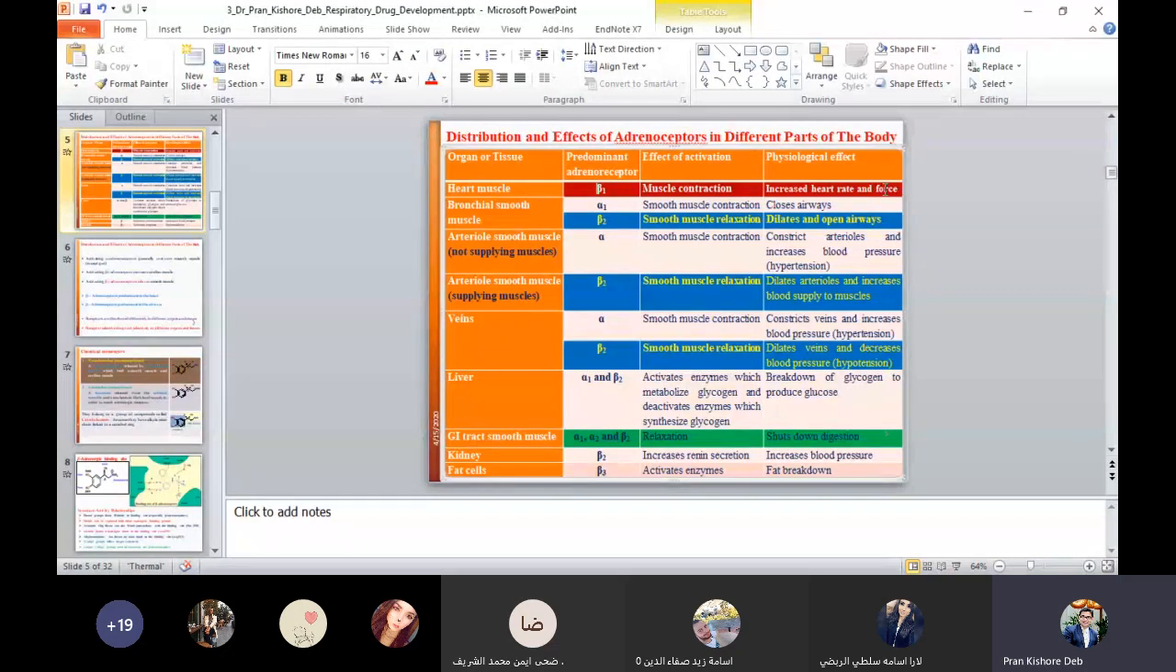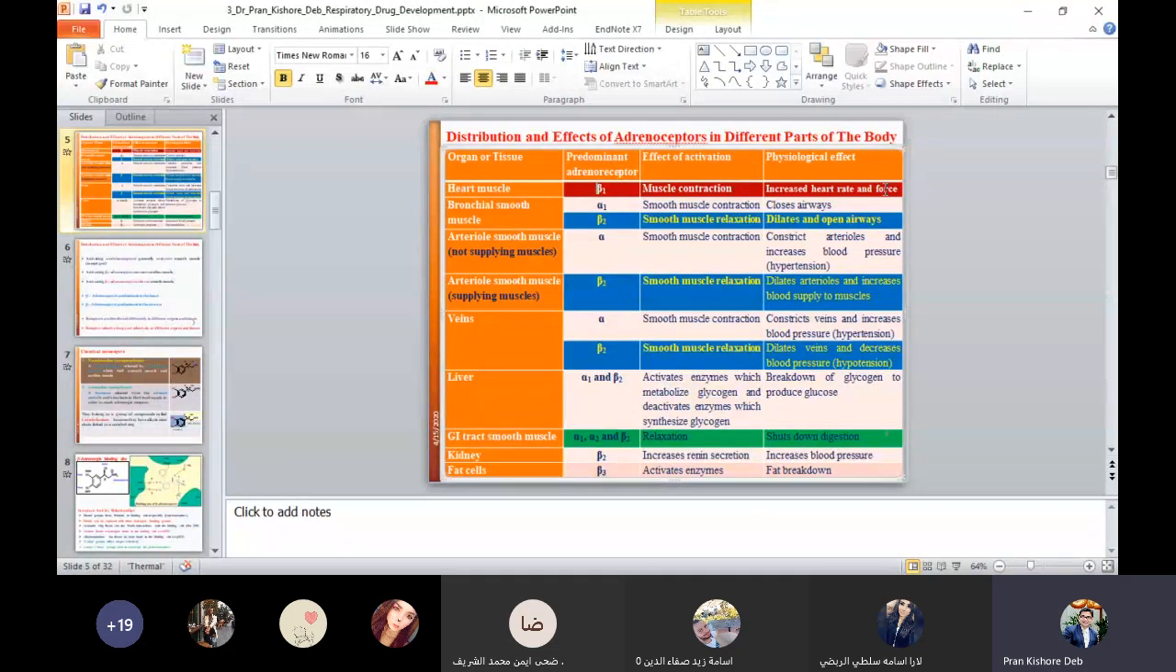Now, listen here. Why do we need to study this? Because when you give a drug, since these receptors have similar topology, structurally they have a lot of similarity, so there are chances that many drugs which are non-selective can act on both beta 1 and beta 2.